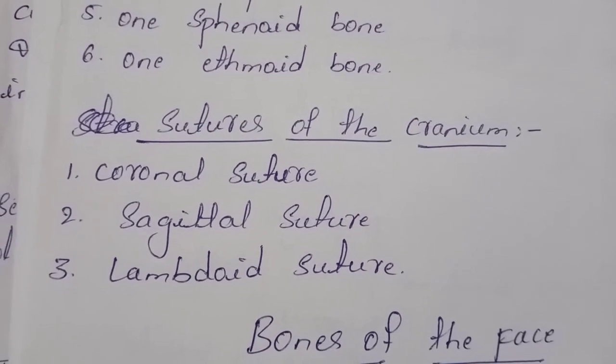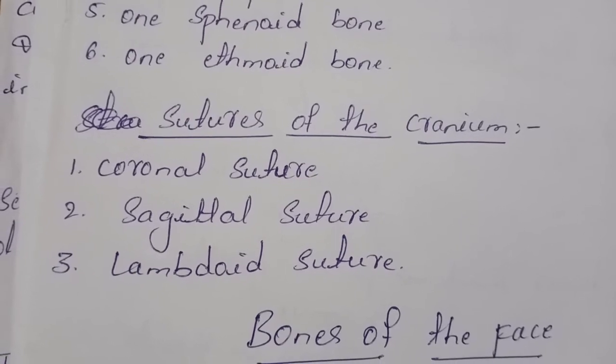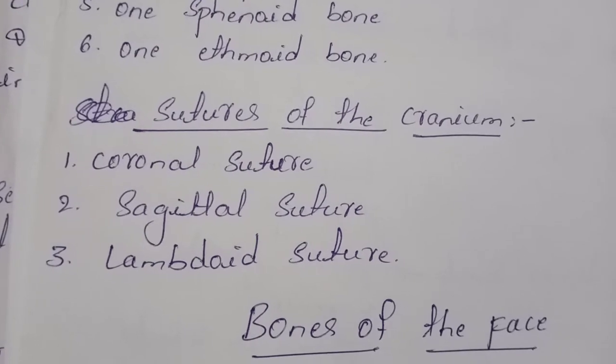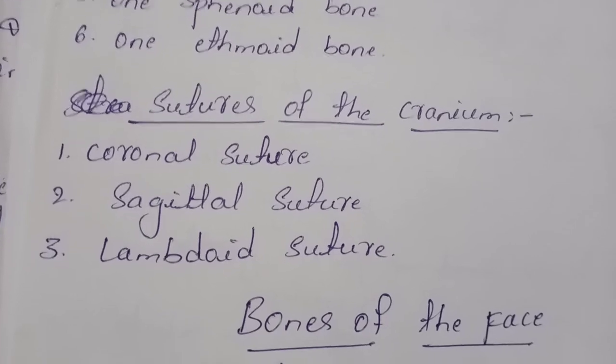Sagittal suture is between the 2 parietal bones. And last, lambdoid suture is between the occipital bone and the 2 parietal bones.